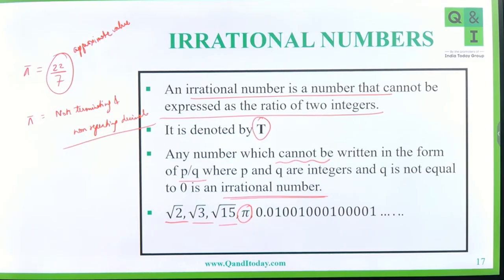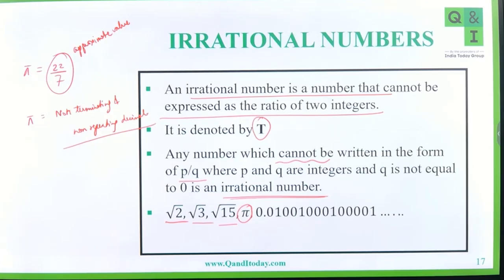So it is neither terminating, it will not terminate, means it will go on till infinity, and it is neither repeating. If it was non-terminating and repeating, it would have been a rational number. But because it is non-terminating and non-repeating as well, that's why it is an irrational number.